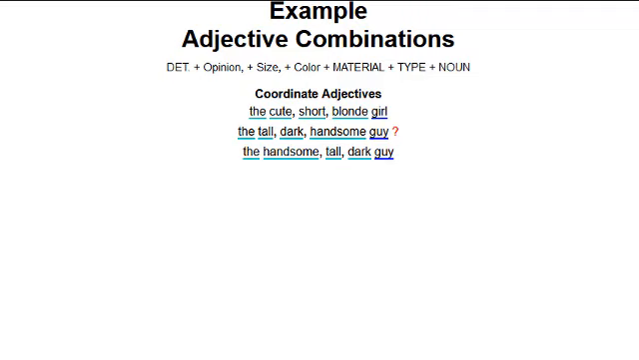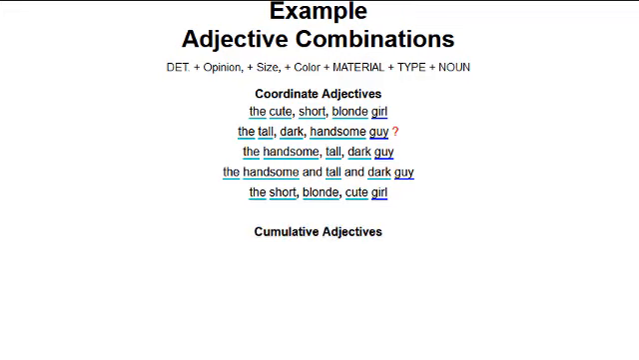The order of coordinate adjectives is flexible. Adjectives are considered to be coordinate if the conjunction and can be used to separate them without changing the meaning. For example, the handsome and tall and dark guy. Any of these adjectives can be placed at the end of the series to give it emphasis. If you were to say the short, blonde, cute girl, it would indicate that you thought her cuteness was her most important characteristic.